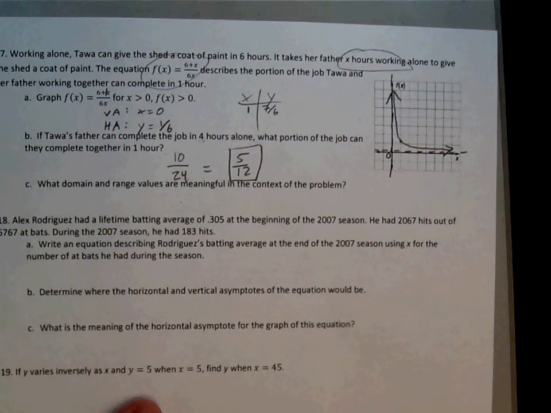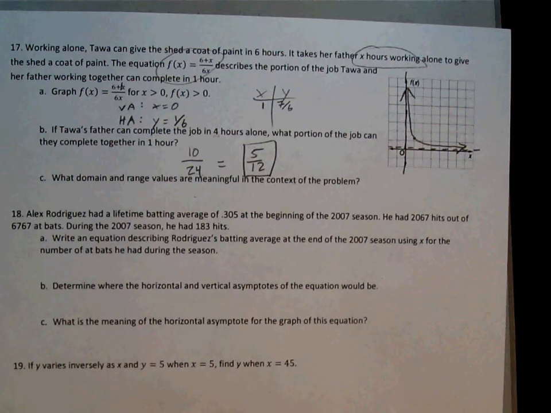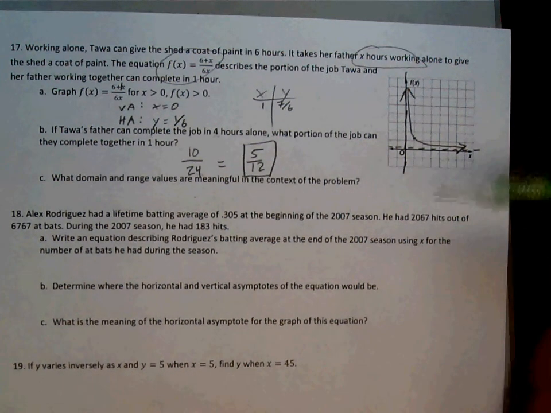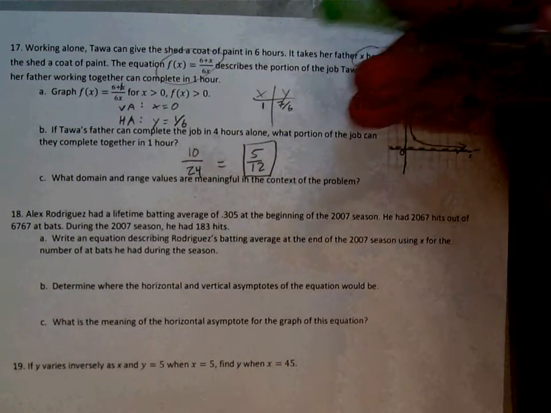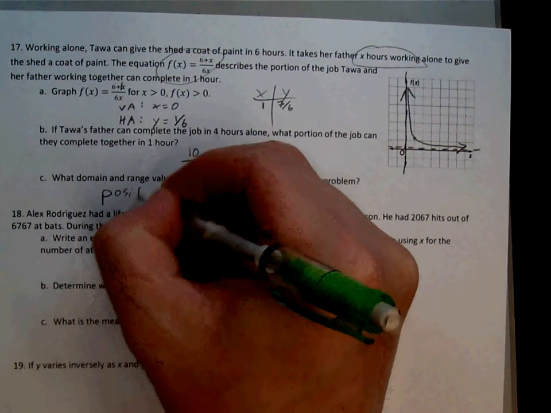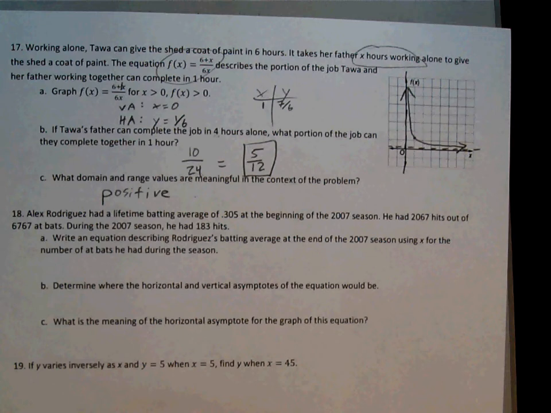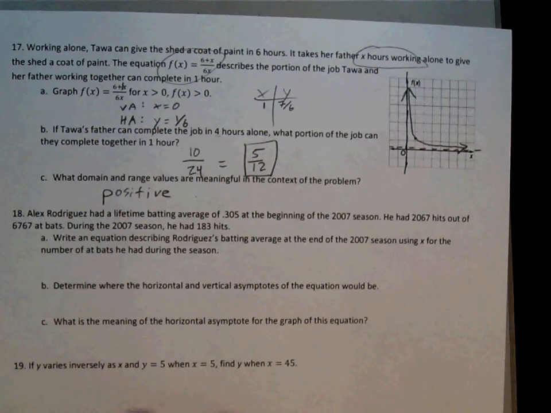What domain and range values are meaningful in the context of the problem? I'm not going to get too specific here. I know there was an asymptote at 1/6, so it has to be greater than 1/6. We're obviously not going to paint the shed more than once, so there's kind of a top bound to it as well. But I'm really just going to say positive values. And the reason we want positive values is because he's not going to work a negative amount of time, and they're not going to paint a negative number of sheds, or a negative portion of sheds. So really, positive domain and range values are all we really care about because of that.